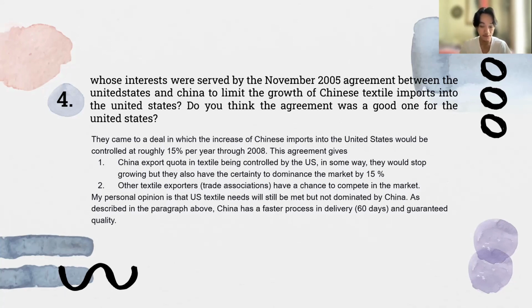The agreement gave 2 points. First, China's export quota in textiles is being controlled by the US in some way. They will stop growing, but they also have the certainty to dominate the market by 15%. The second point is, other textile exporters have a chance to compete in the market. So our personal opinion is that US textile needs will still be met, but not dominated by China. As described in the paragraph above, China has a faster process in delivery and guaranteed quality. Next.